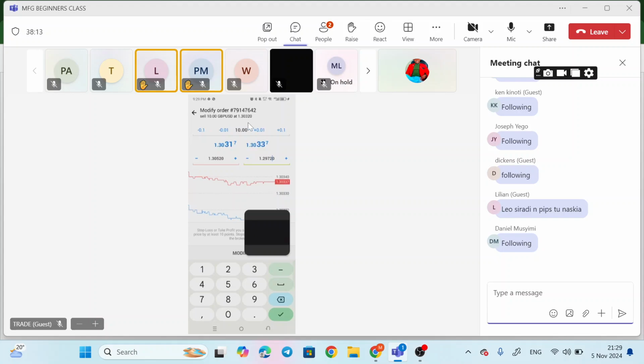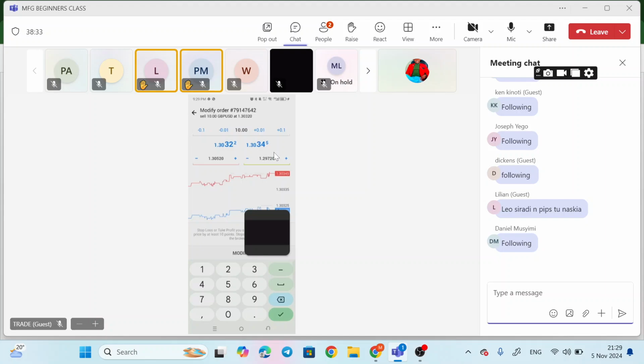I entered a sell here at 1.3032. So if it goes up by 20 pips, to 3052, I will exit. But if it goes in my favor, going down from 3032 to 2972, that is 60 pips, that is where I will exit.